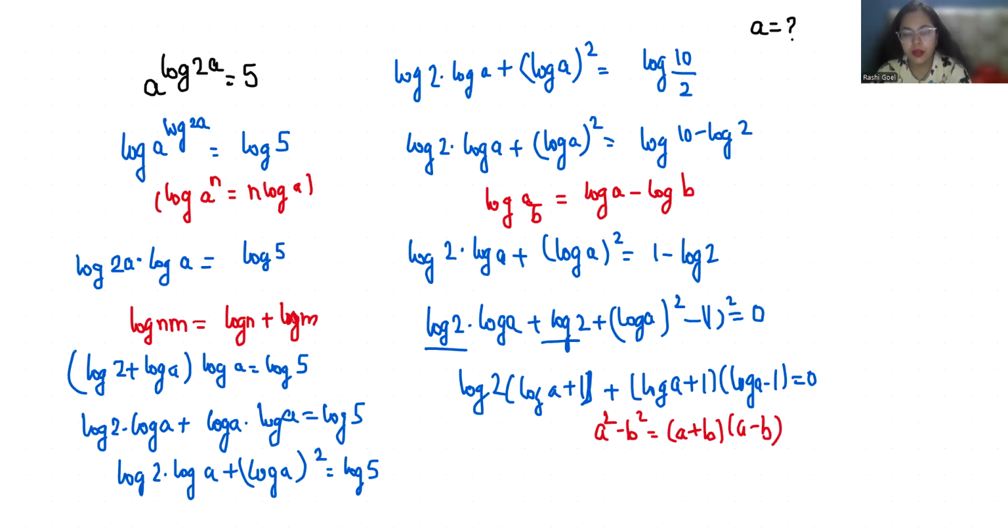So if log a plus 1 is common, so log 2 plus log a minus 1 is equal to 0. So first, this log a plus 1 is equal to 0. And then log 2 plus log a minus 1 is equal to 0.